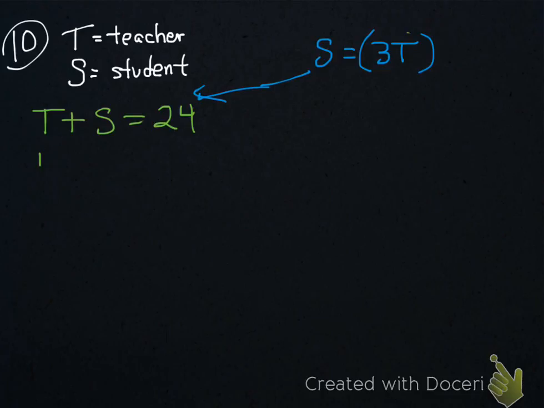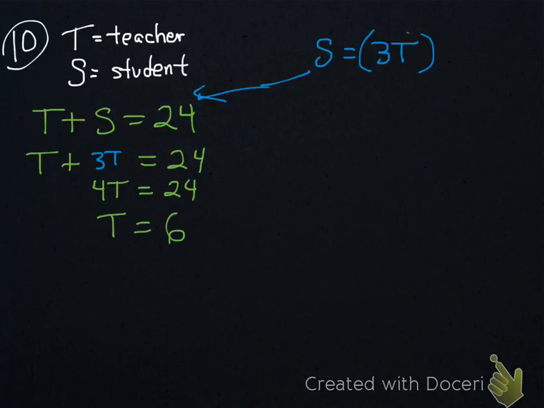Now that we know what to plug in, all we have to do is put it in our equation. So the S is equal to 3t. Super easy, not a big deal. 3t plus 1t is 4t. Now it's going to equal 24. Divide by 4 and you get 6. So there's 6 teachers. That's part of my answer.